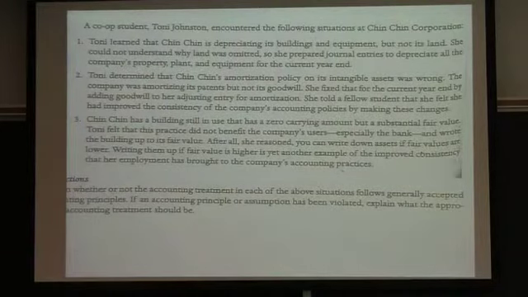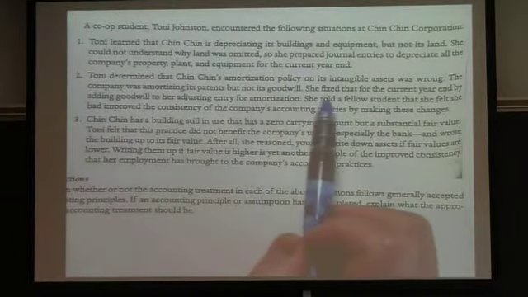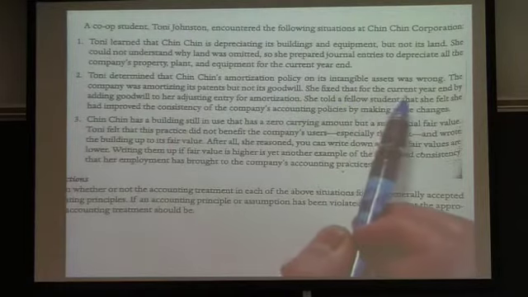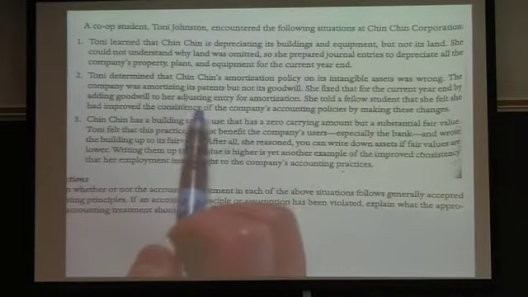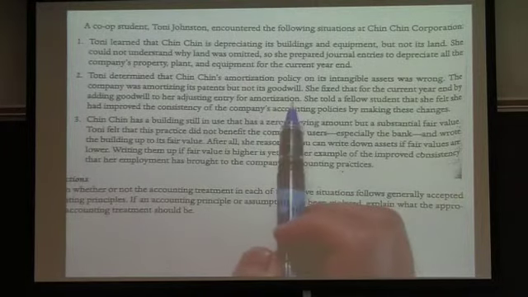Let's look at the second part. Tony determined that Chin's amortization policy of intangible assets was wrong. The company was amortizing its patent, but not its goodwill. She fixed that for the current year by adding goodwill to her adjusting entry for amortization. So what did Tony do? She decided to amortize goodwill.